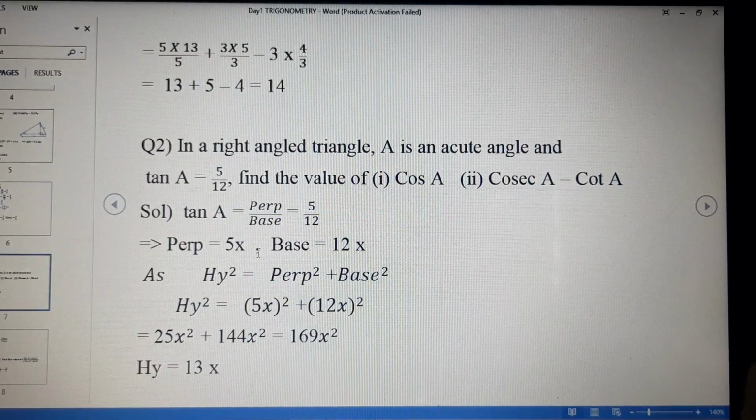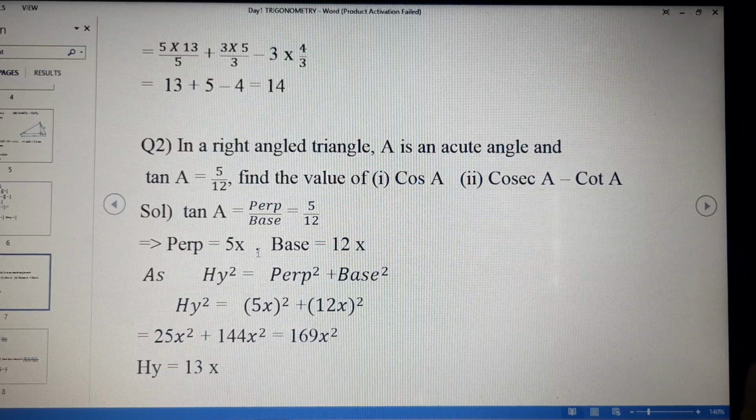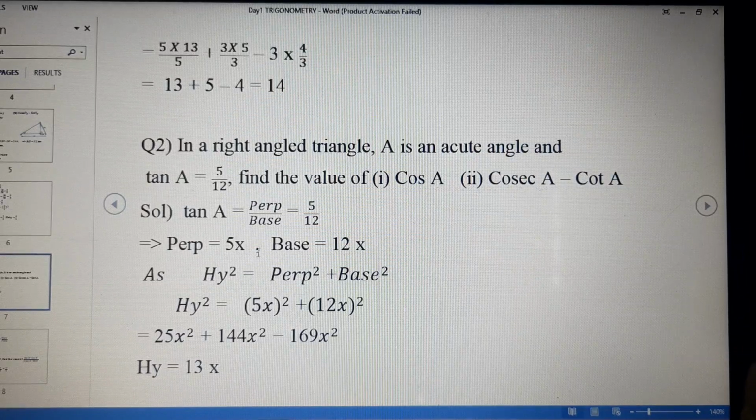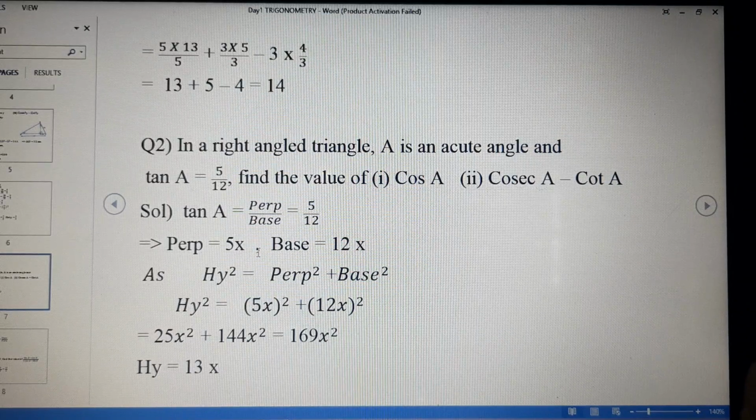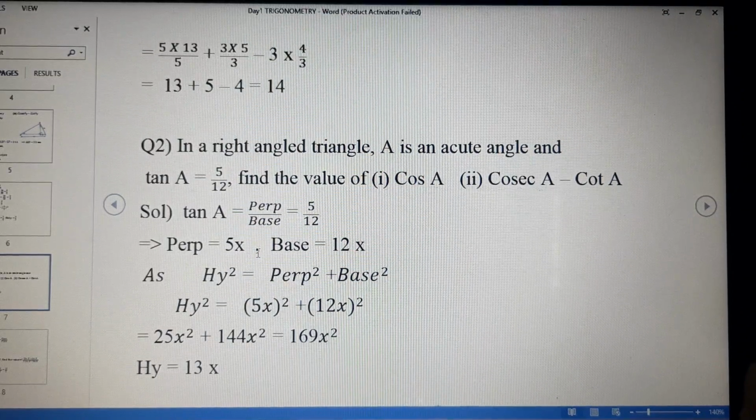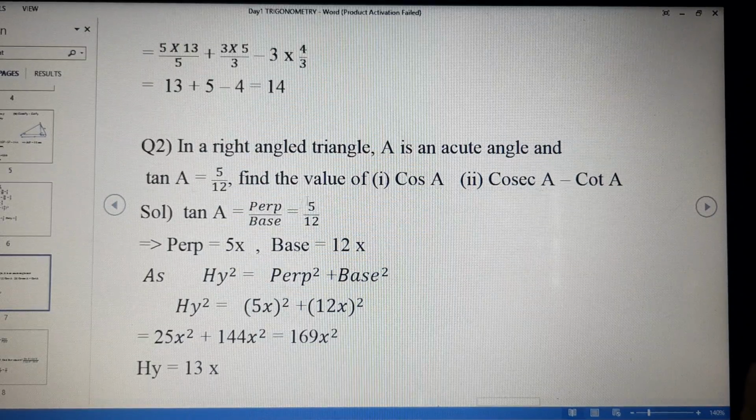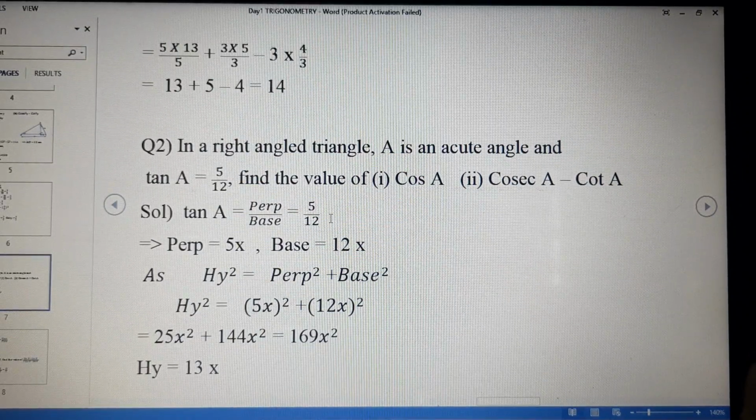I hope you remember, if the ratio has been given 3:2, then you used to consider them as 3x and 2x. The same thing we have to do here. They have been given in upon, but actually it is the ratio 5:12 only. So we will consider perpendicular as 5x and base as 12x. Clear?